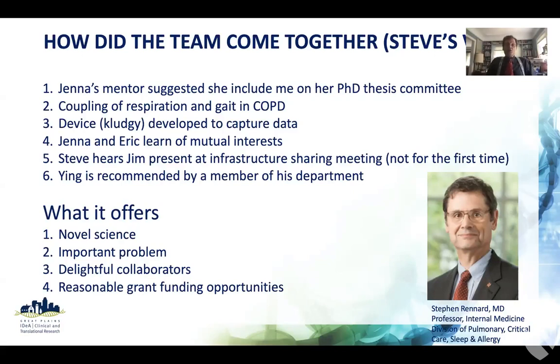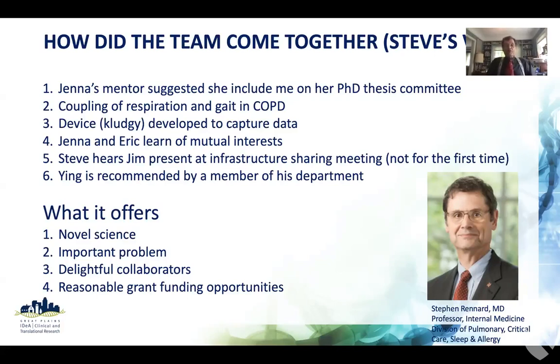Her research is focused on the coupling of respiration and gait in general and in COPD specifically. And frankly, that's been a wonderful opportunity for me. I've learned a ton of stuff from Jenna. Hopefully it goes in both directions. And one of the things that I think everybody mentioned during their individual presentations is how the people in the team learn from each other. Everybody on the team has substantial specialized expertise that other people on the team do not know. The other people on the team, though, are very eager to learn from each other, and that's worked very well.